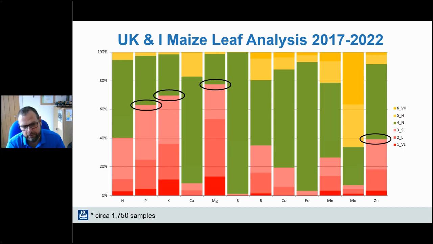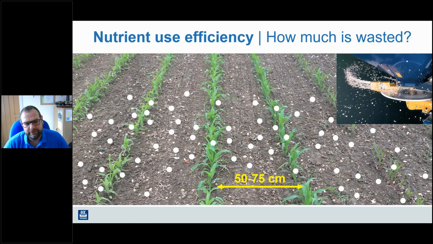Again, fundamentally, what we need to do is start with getting the right nutrient on the soil or in the soil at the right periods. And when it comes to maize, the fact that it's traditionally grown on sort of 75 centimetre rows, although there has been a move towards more 50 centimetre rows, for me, I always ask the question, if we're broadcasting, how much of that fertilizer is actually wasted?